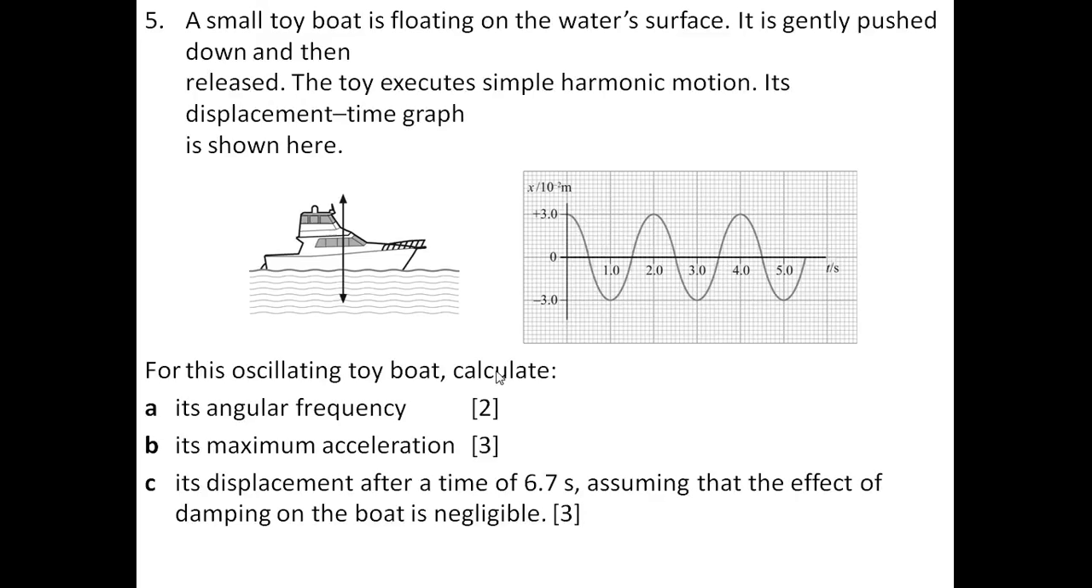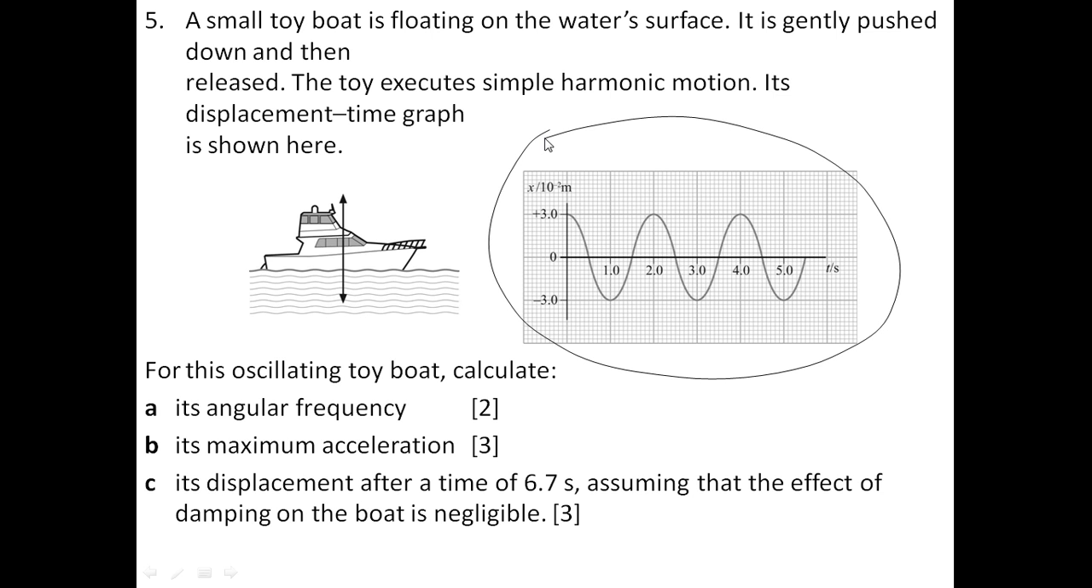Okay, question number 5. A small toy boat is floating on the water surface. It is gently pushed down and then released. So the toy executes a simple harmonic motion. Its displacement time graph is shown here. So here you can see the displacement time graph. Okay, this is the displacement time graph.